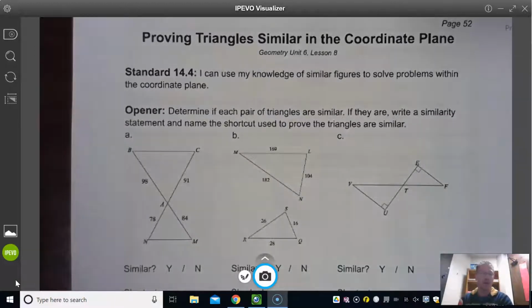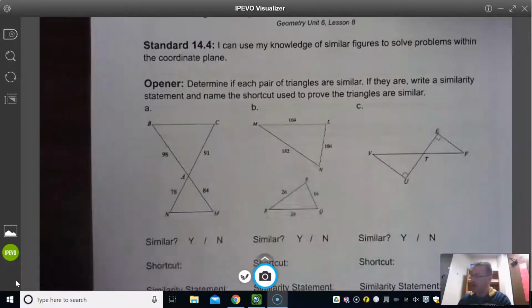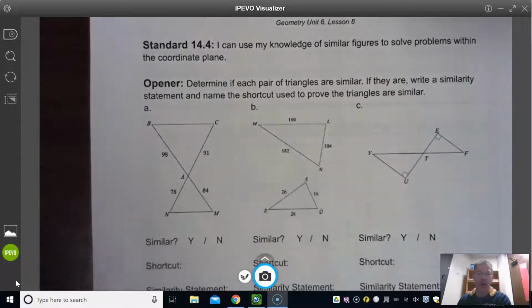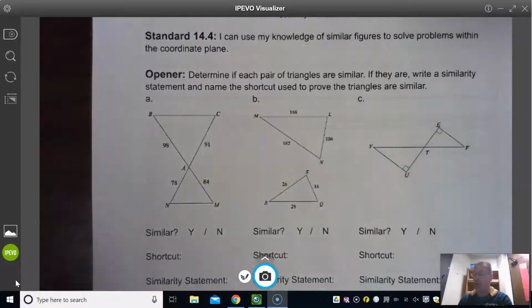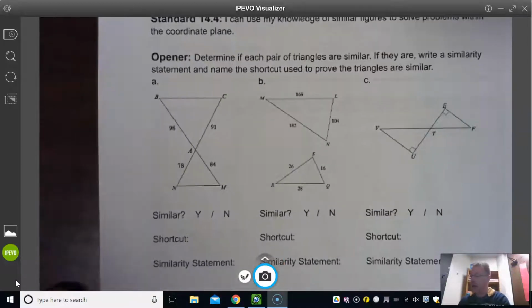All right, so now to get you thinking about those similar figures, we have three pairs of triangles here. What I'd like you to do is see if those three pairs of triangles are similar. So go ahead and pause the video, do the opener, flip it back on, and we'll see how you did. All right, so let's look at part A here.